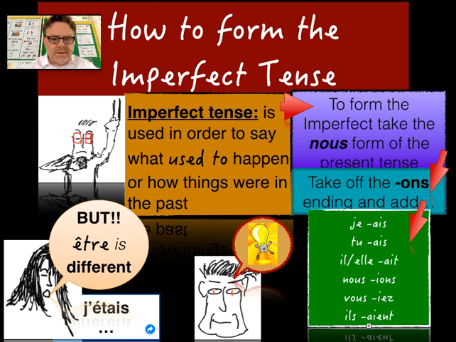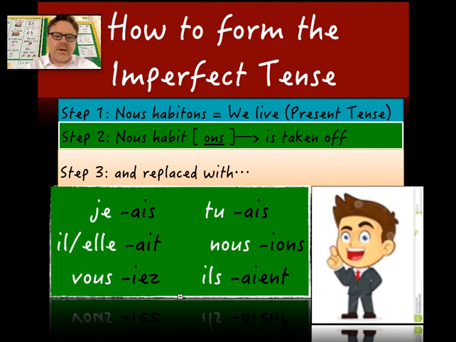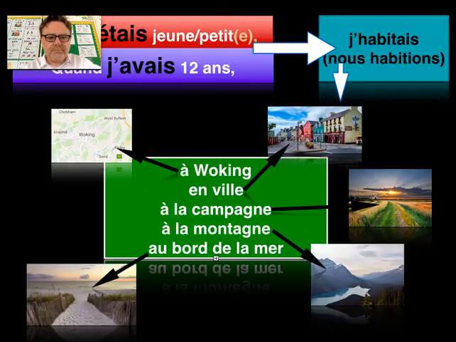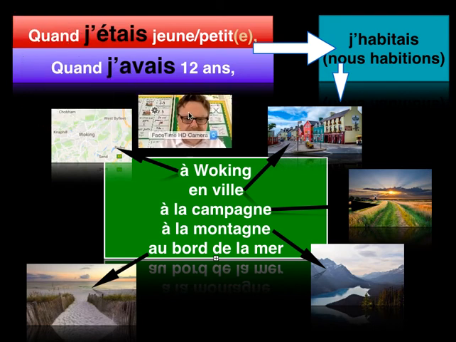So this is looking at it in a bit more detail. Step one, we take the present tense, nous habitons. Step two, you take that ons off it. Step three, you replace it with these endings I've just gone through. Remember, je, the one you're going to use the most, is ais, and nous is ions. We'll just stick to those two. Right, I'm going to be like a roving reporter, I'm going to move over here.